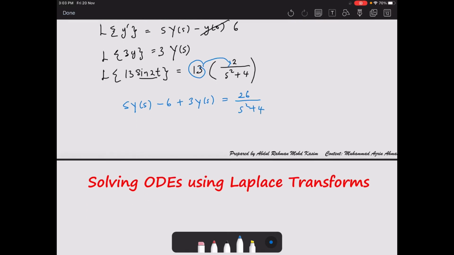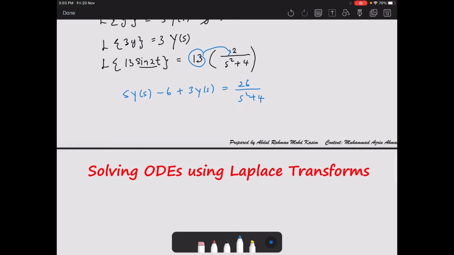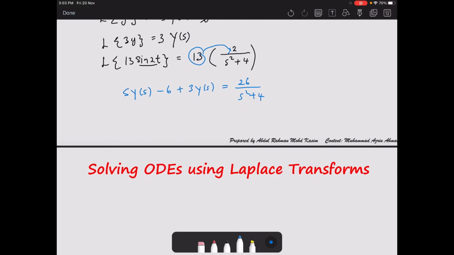So you need to bring the simple thing first over here. Here we have negative 6, so it goes to the right hand side. So you will have Y(s), factorizing it, so you have s plus 3 for this one, and then you have 26 over s squared plus 4 and plus 6 over here.